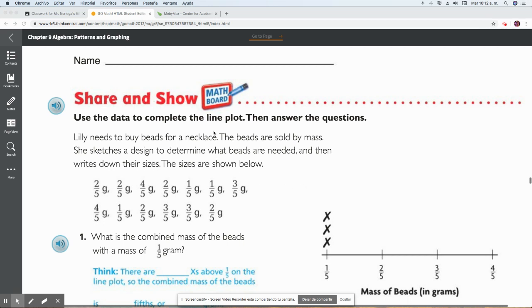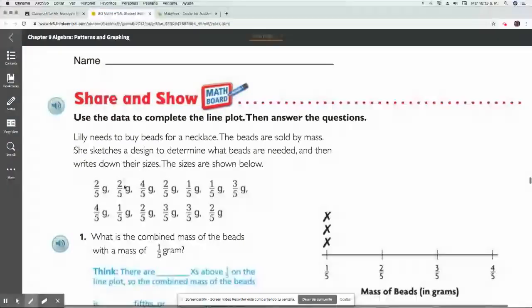371. Okay, we're going to use the data to complete the line plot and answer the questions. So first thing that we're going to do, of course, is to read the problem. Lily needs to buy beads for a necklace. The beads are sold by mass. She sketches a design to determine what beads are needed and then writes down their sizes. The sizes are shown below.